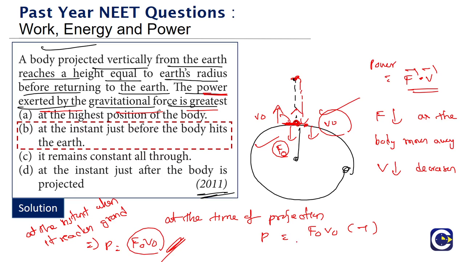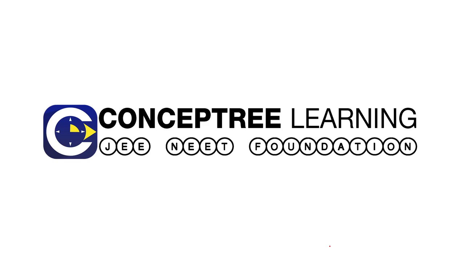Now you might have a question, why the power is not maximum at the time of projection? Value wise it will be F naught v naught, but it will be negative. Why will it be negative? Because the direction of the force and velocity are in opposite directions. That's why the power will be negative there. They are asking greatest power, right? So we'll have to take the positive value. So this is about this part of the video, and we'll see the rest in the next part.